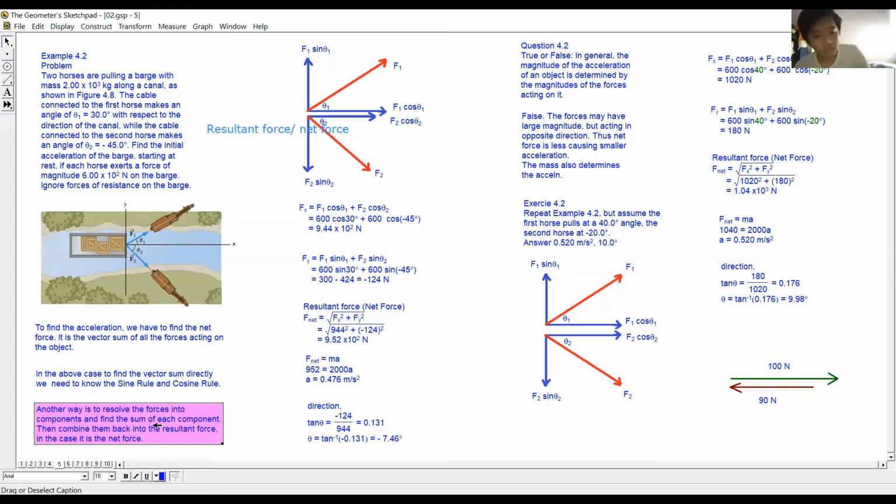These forces, you resolve them into the components and find the sum of each component, then combine them back to form the resultant force. Now, I'm going to explain what is meant by this. Resolve them into components and add them up again.